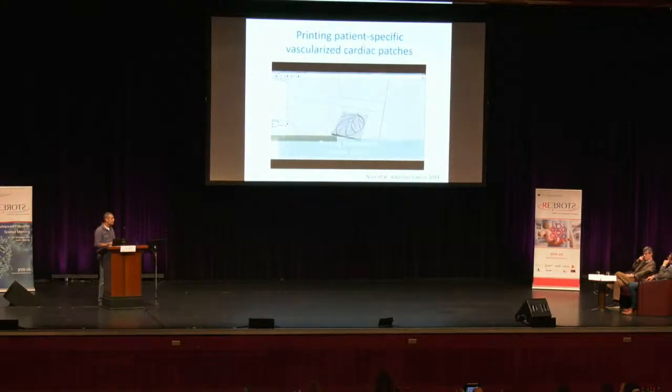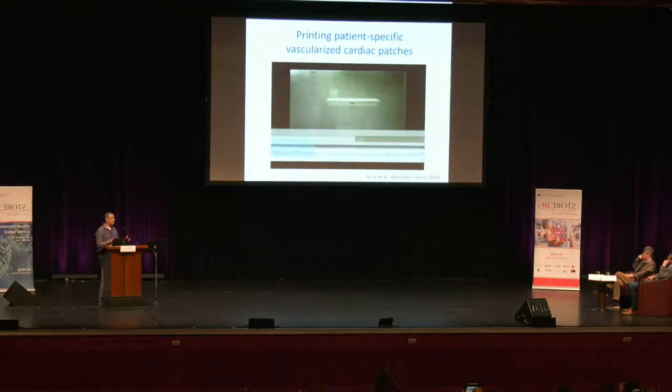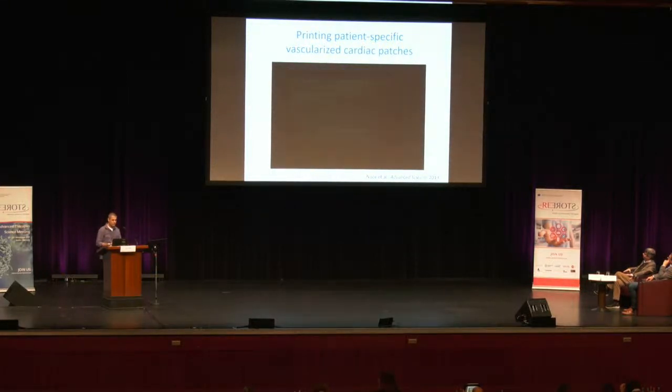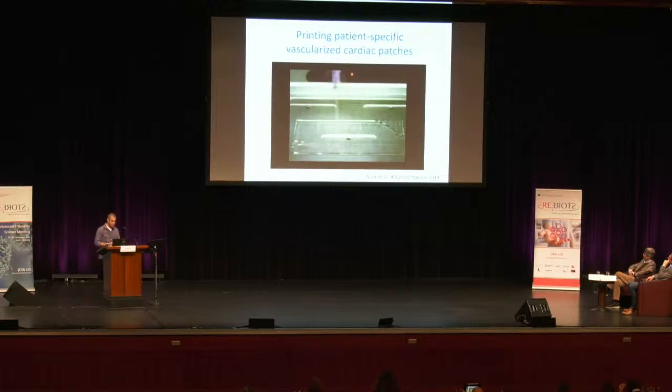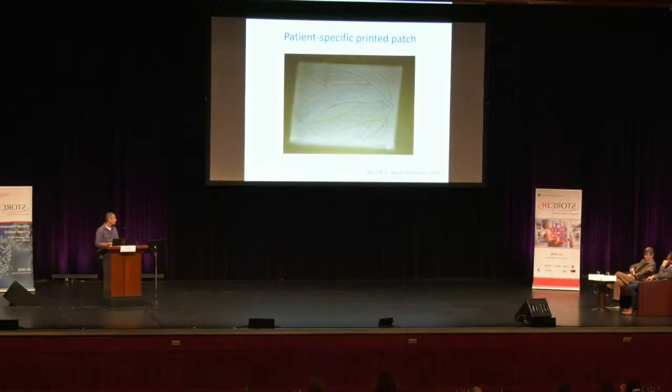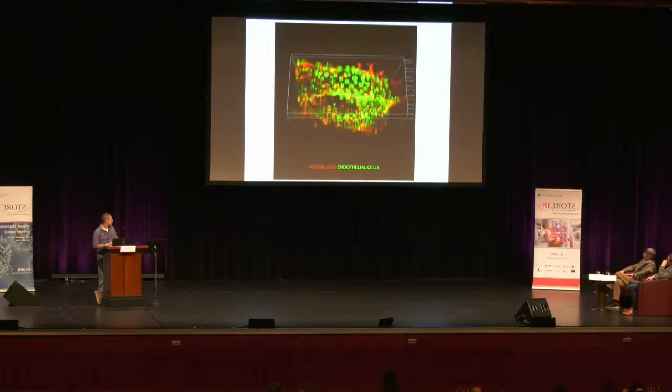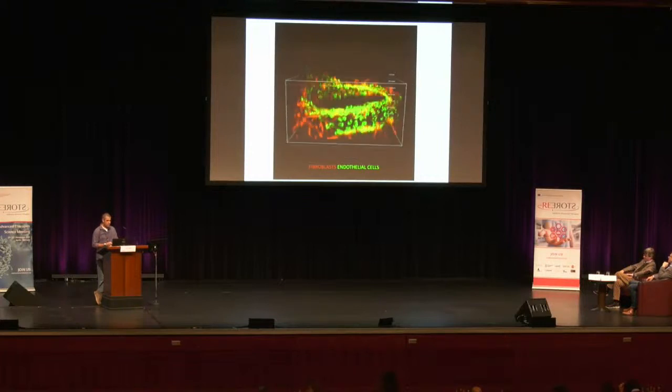Now we go to the printer, printing the myocardium and the blood vessel forming cells together, and everything is in patient-specific materials and with patient-specific cells. Eventually, it looks like that. So it fits not just the cellular properties and the biochemical properties of the patient, but also the anatomy of the patient. And this is just a cross-section of one blood vessel within these printed patches.